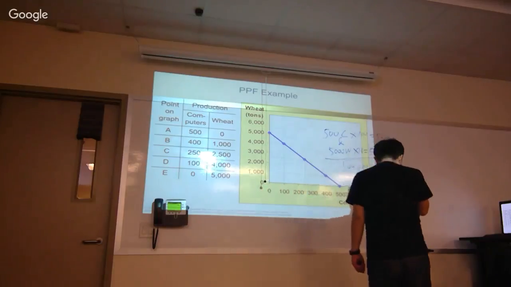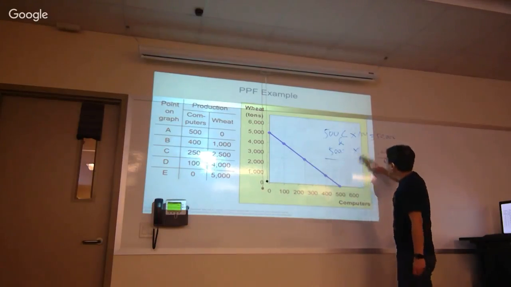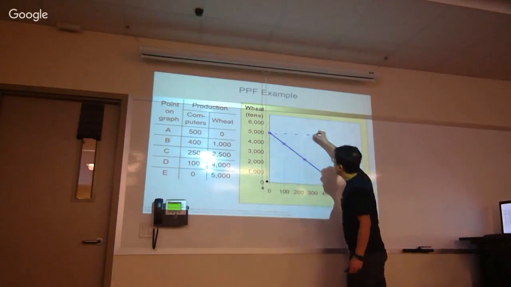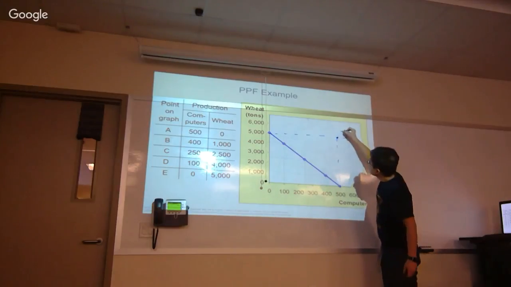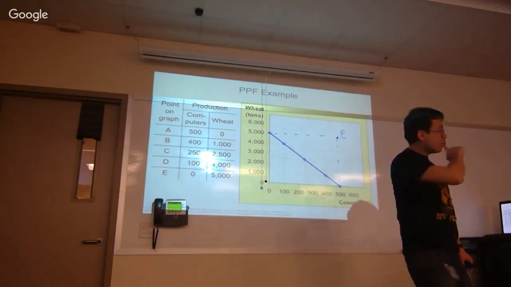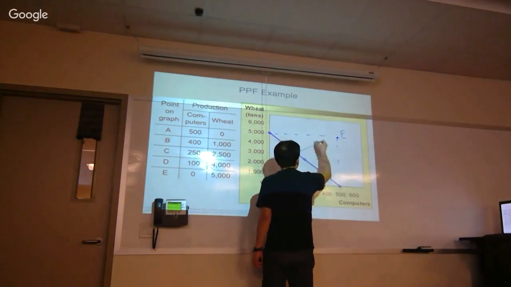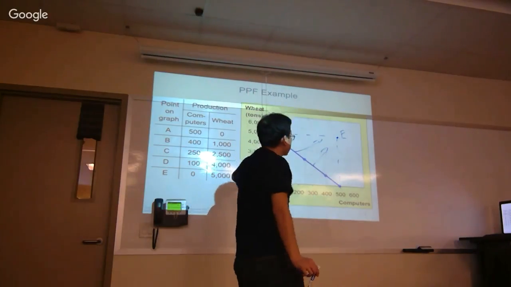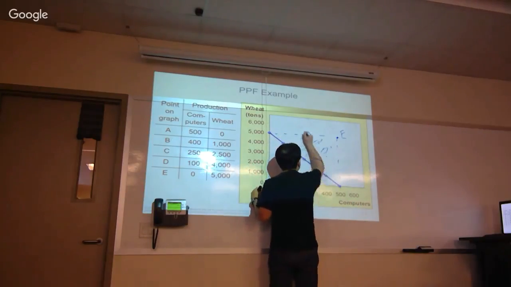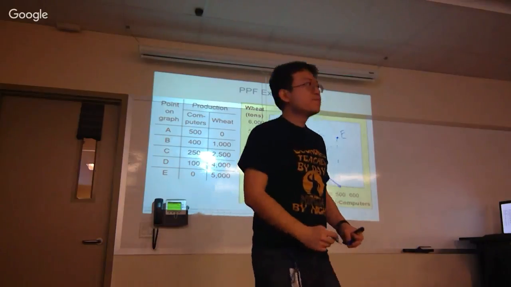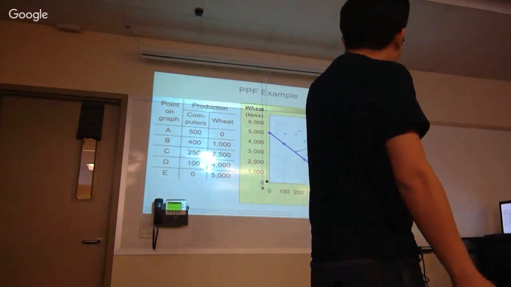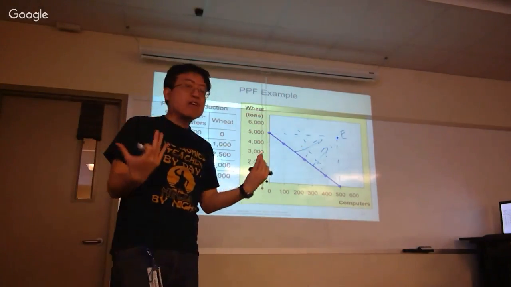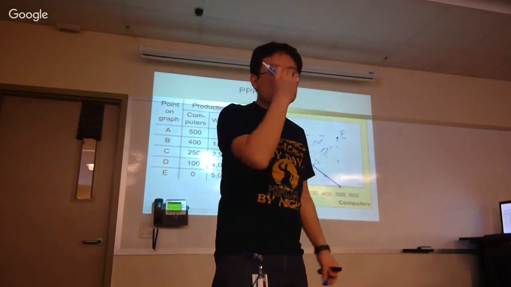Now, when you draw this on the graph, the point of 500 computers and 5,000 counts a week is right here. See how that point F is outside of our PPF? That's a special property. Any point outside of our PPF, we call impossible, because we just don't have enough resources to produce the points outside.